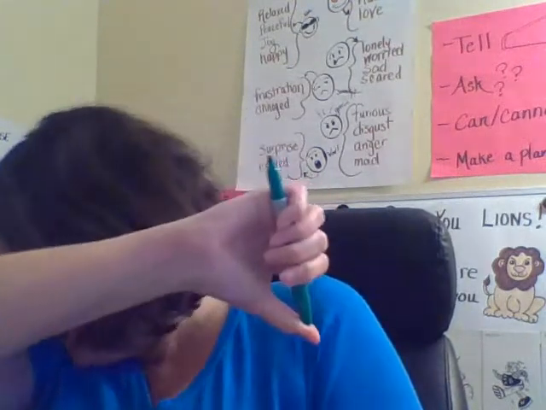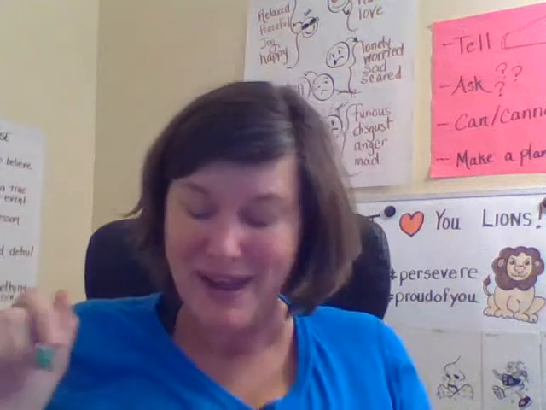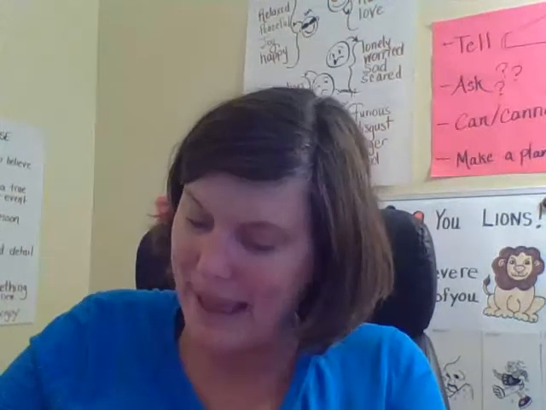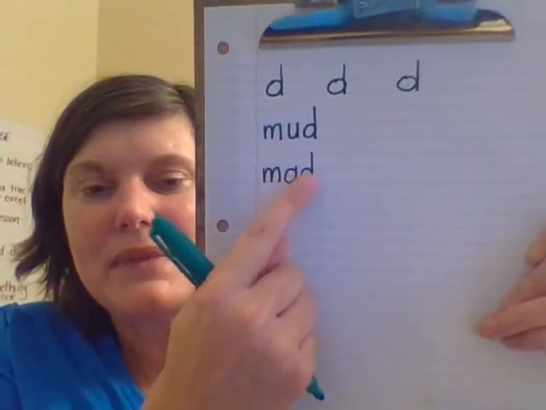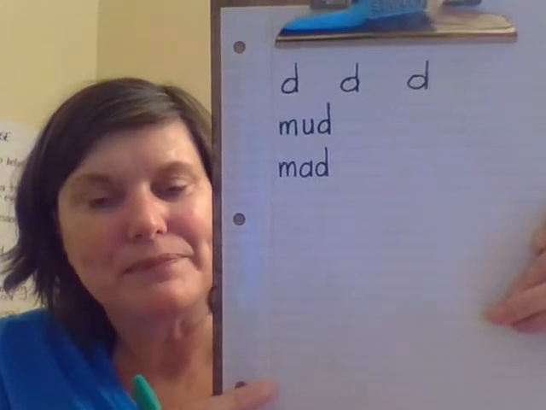Okay, the next word, gotta sneeze. The next, excuse me. The next word is mad. Mad. Let's sound that word. Mad. Go ahead and spell the word mad. Mad. So the M and A go to the midline and the D goes to the top.